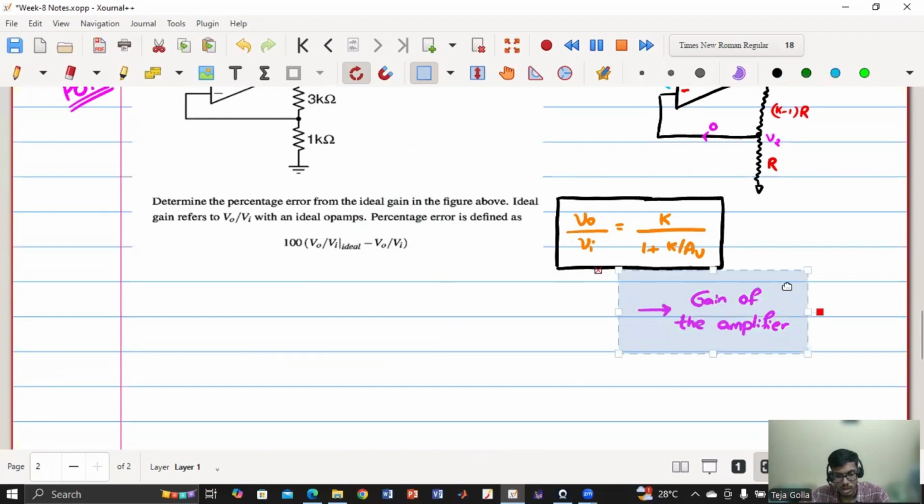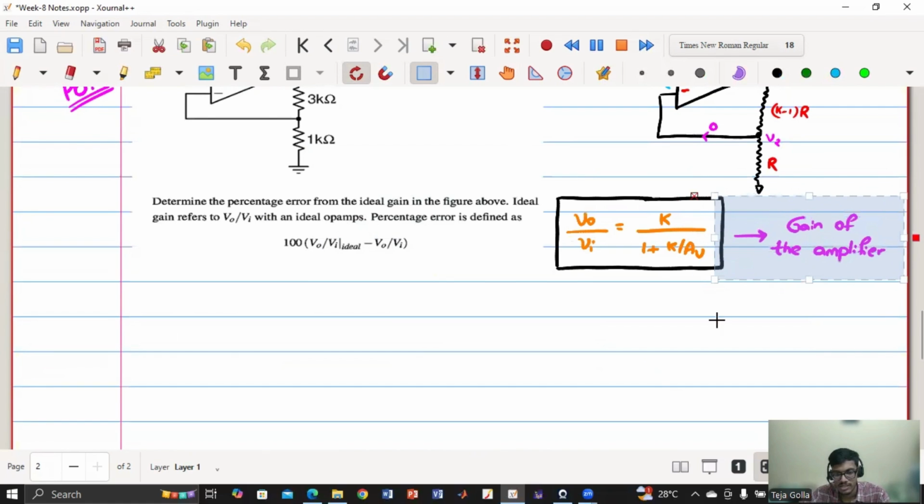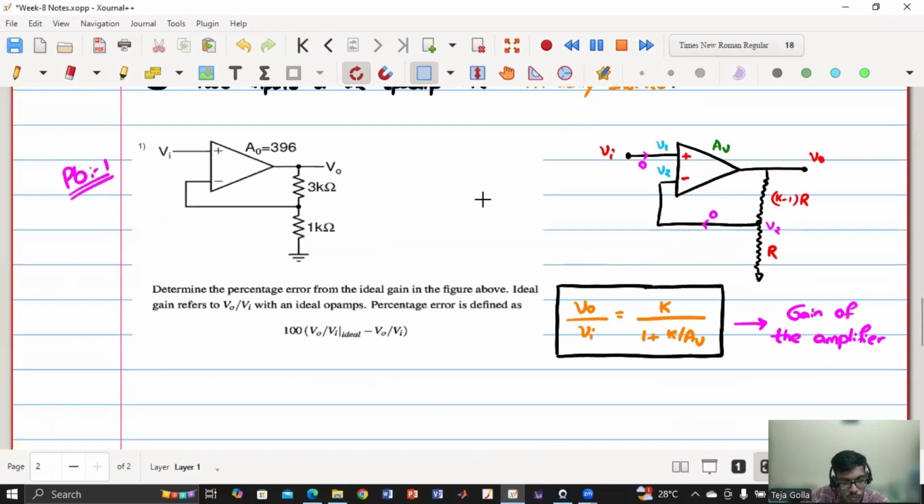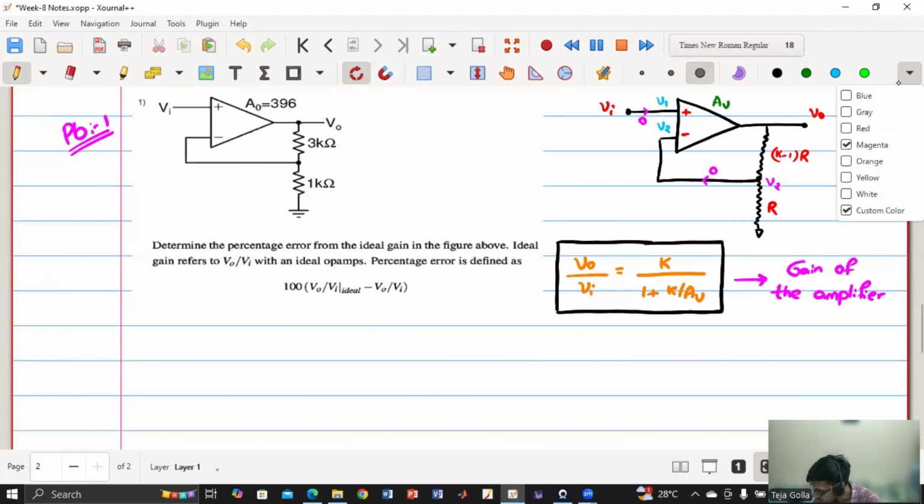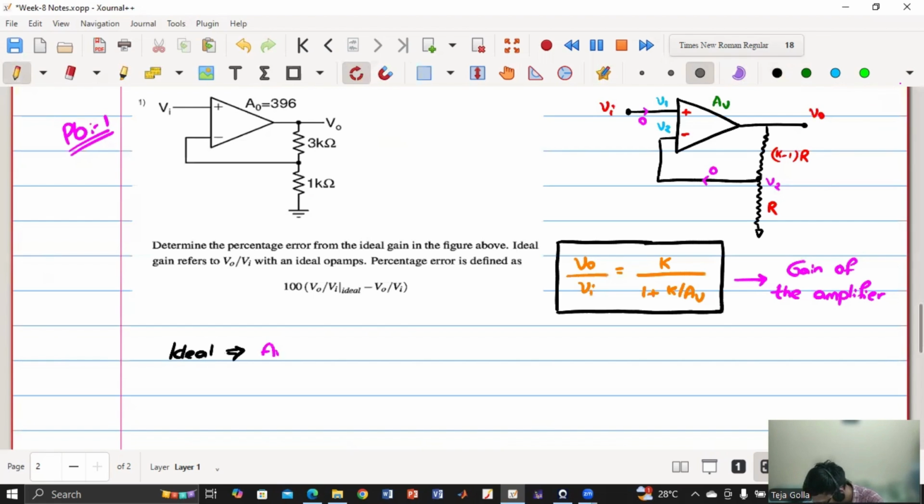So I am just using this result in this question. They have asked again for the ideal and non-ideal cases. First of all, the ideal case is simple and straightforward. If it is ideal, we have seen that AV tends to infinity. That implies how much is my V naught by Vi? K, right?